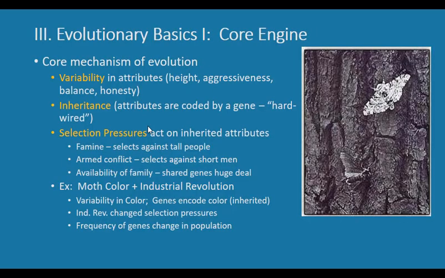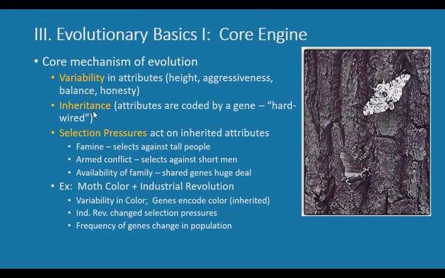Okay, so now we're on to the evolutionary basics, and we're going to talk about the core engine of evolution. I think about these things as three cogs that, if they're interacting and the cogs are turning, you are producing evolution. So the three pieces here are cogs. One is variability. You have to have some differences in an attribute. So people of different height, people of different levels of aggressiveness, different levels of balance, different levels of honesty, all kinds of things that people can differ in, or species.